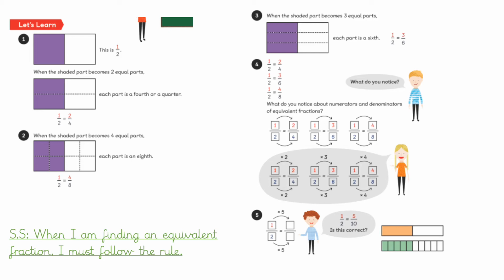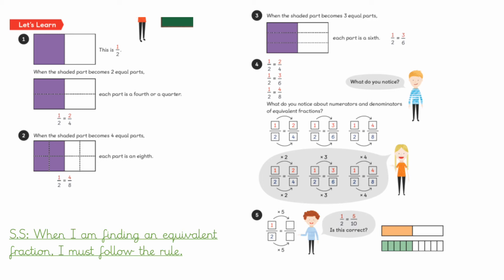So whatever we do to the numerator, we must do exactly the same to the denominator to get the equivalent fraction. So we've had to multiply the numerator by 2. We have to multiply the denominator by 2. If we've had to multiply the numerator by 3, then we have to multiply the denominator by 3 also. If we've had to multiply the numerator by 4, we then also have to multiply the denominator by 4.